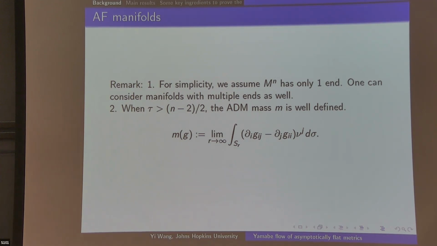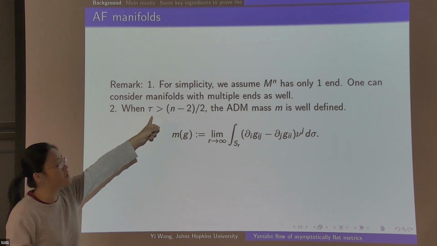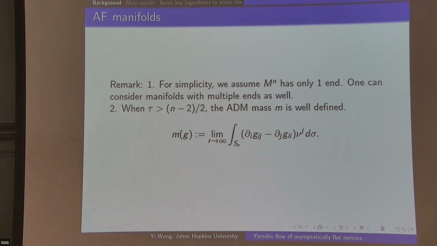That's not going to hurt you in terms of your theorem, is it? The bigger tau, the better. In my theorem, it doesn't. But in terms of the physical interpretation, the physical interpretation of ADM mass means a reasonable range, and this range is from (n-2)/2 to n-2.